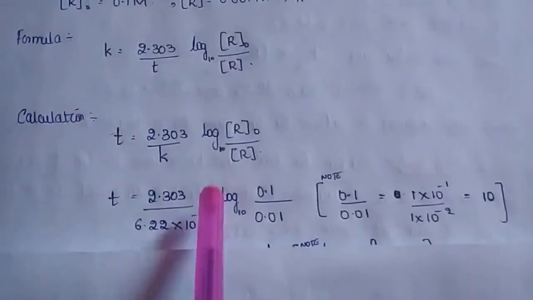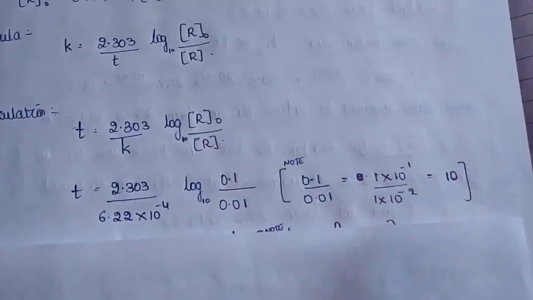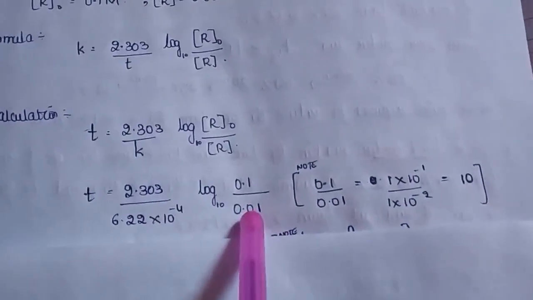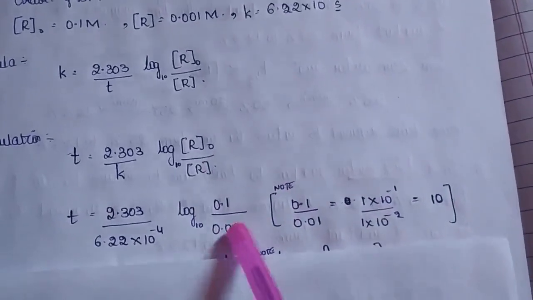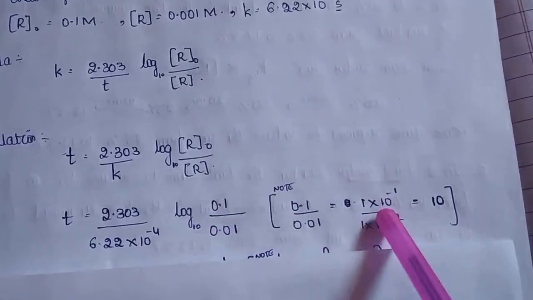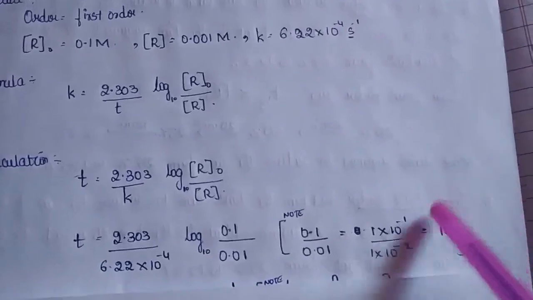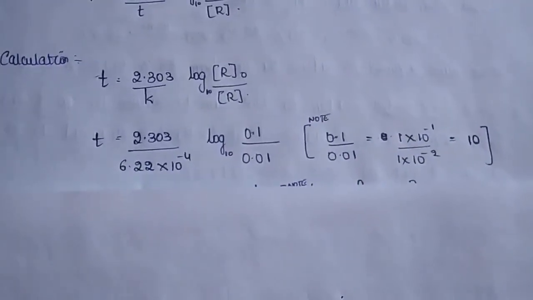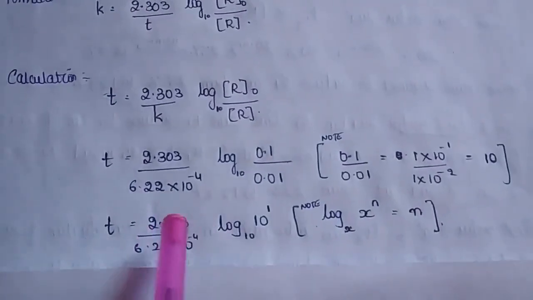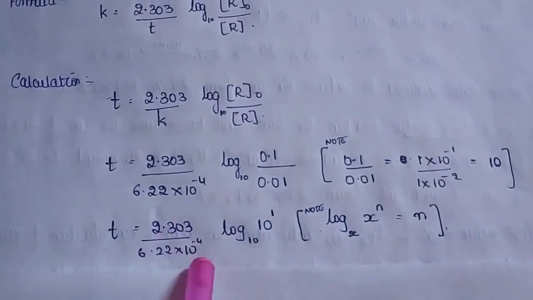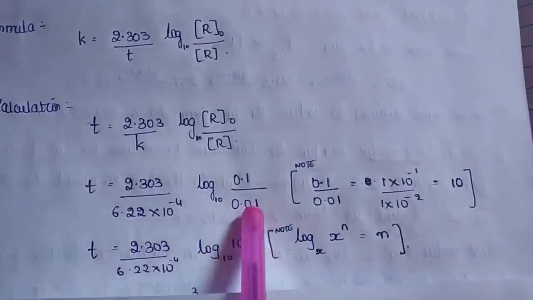Now how would you get this 0.1 divided by 0.001? Even if you don't have a calculator, you should be able to do it. It is 1 times 10 to the power of minus 1 divided by 1 times 10 to the power of minus 3, so the minus 3 goes up, and we get 10 to the power of 2. Here is our answer. So 2.303 divided by 6.22 times 10 to the power of minus 4, log at the base 10 of 10 to the power of 2.